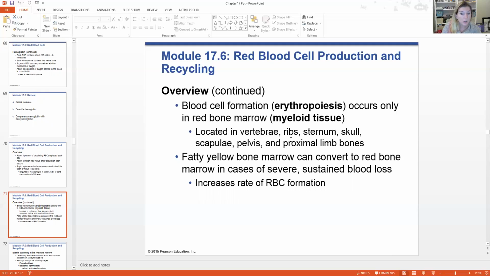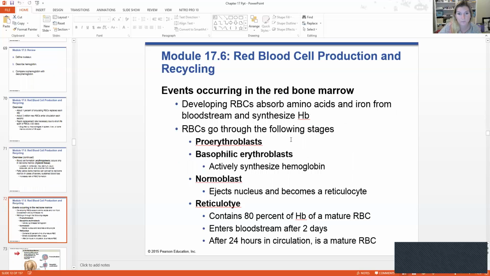So the fatty yellow bone marrow can convert to red bone marrow if there's a huge amount of blood loss in the body, to help increase the rate of red blood cell formation. But generally speaking, this is just occurring in the red bone marrow that's existing within those specific bones.